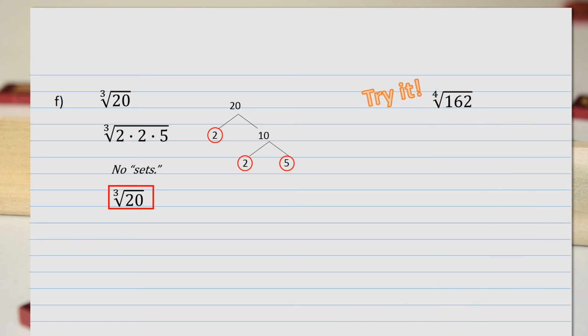This is your try it problem. The fourth root of 162. Let's see how you did. You should have written all the factors under the radical. Notice the index is a 4, which means you need 4 of the same values for a set to be complete, and you do have a set, which means your final answer should be 3 times the fourth root of 2.